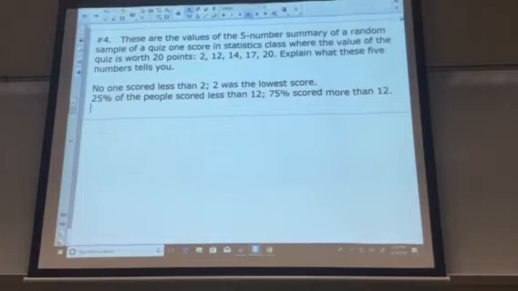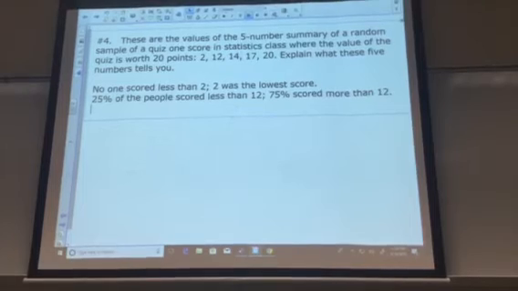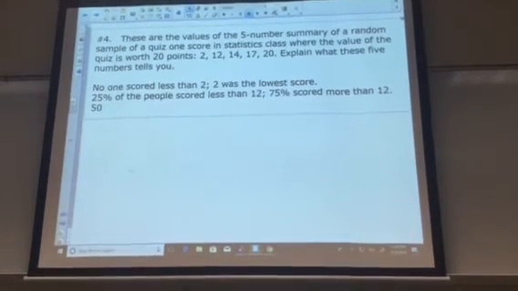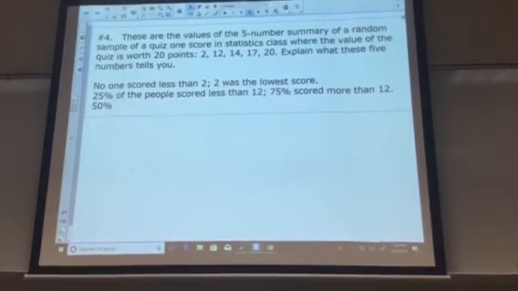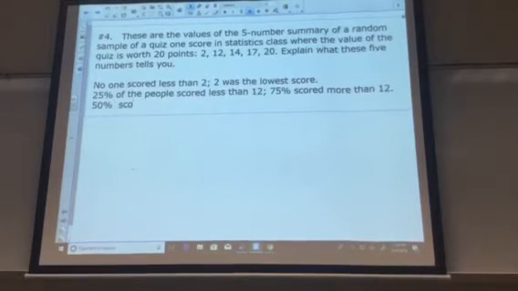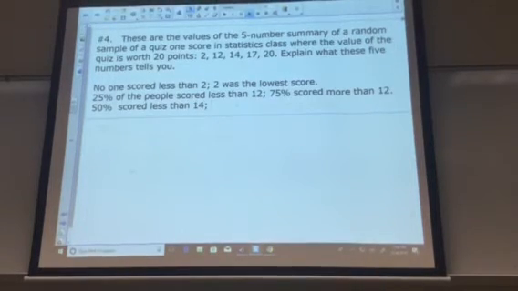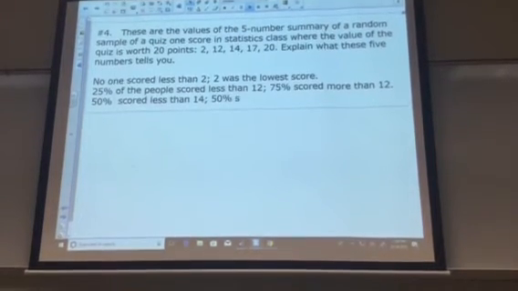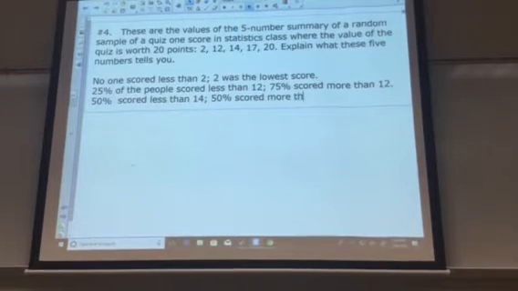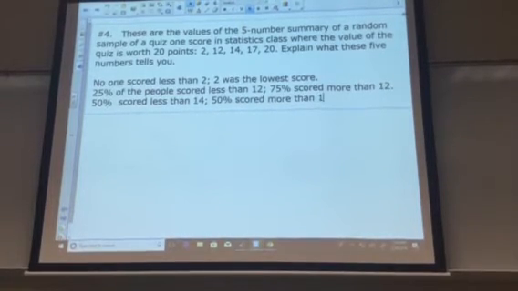Median. What's the median designed to do to a data set? Break it into 2 groups of equal size. 50% scored less than 14. But that also means that 50% scored more than 14.